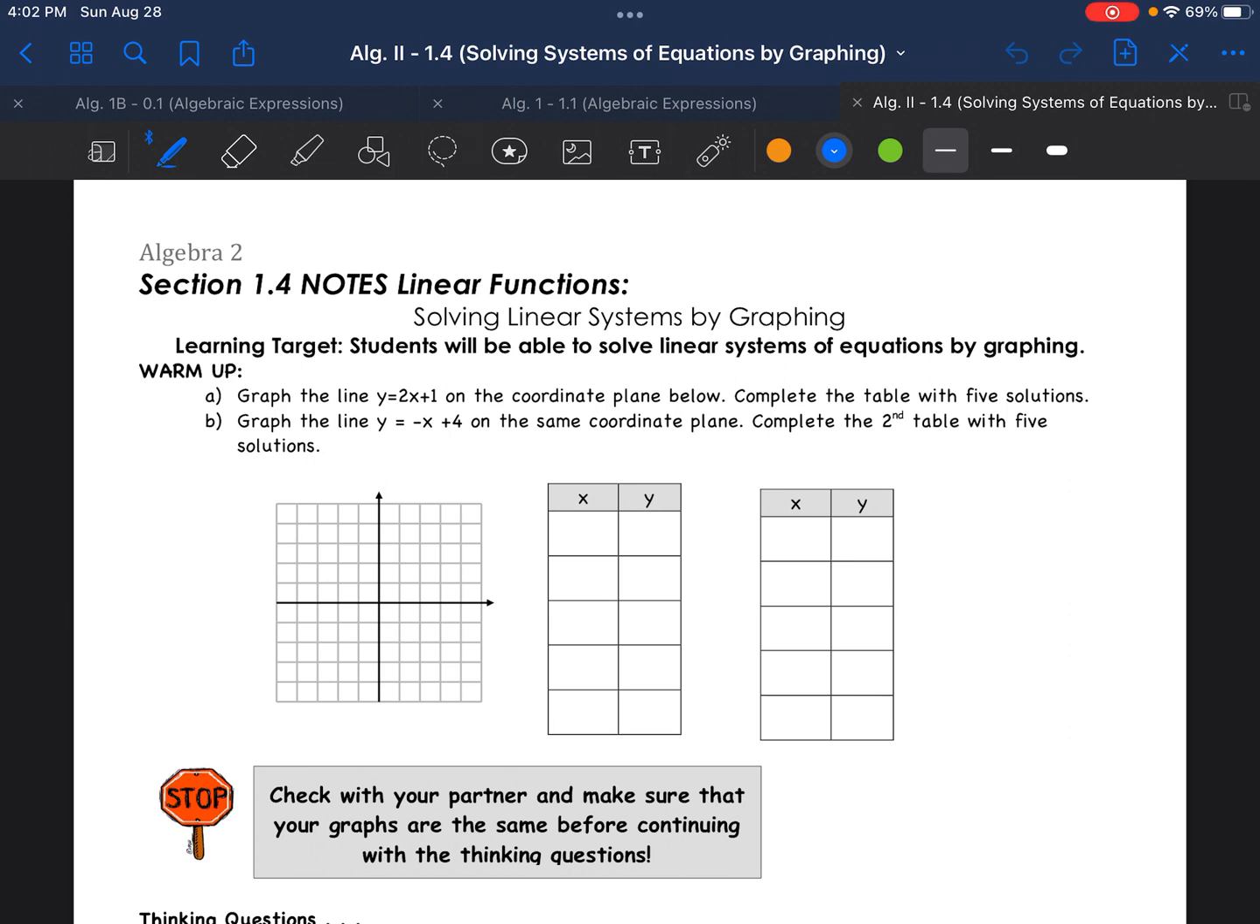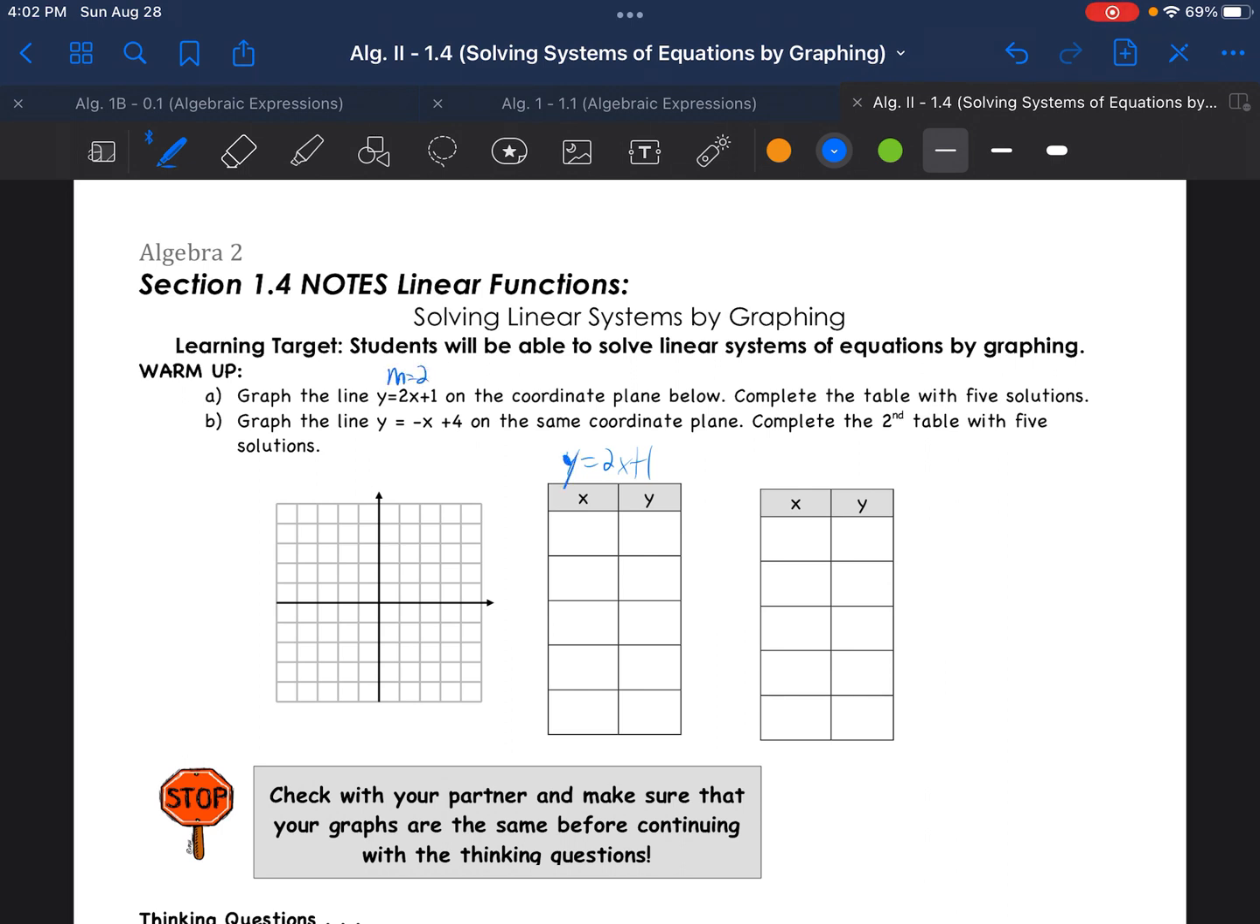We're also going to talk today about what a system of equations is. But before we do, let's review a little bit and warm up. Letter A: graph the line y equals 2x plus 1 on the coordinate plane below. Then complete the table with 5 solutions. First, let's graph it.